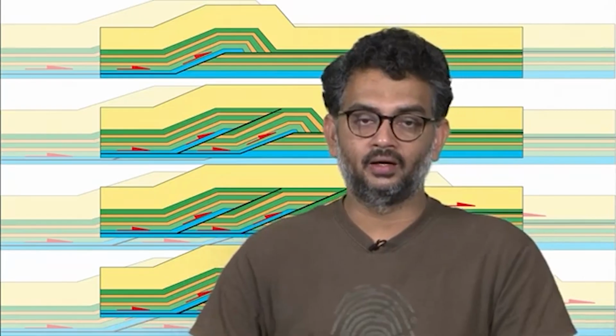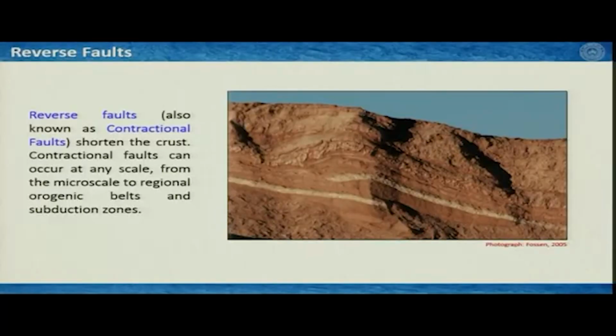So we learnt about reverse faults in the last lecture, and we know that reverse faults, also known as contractional faults, shorten the crust, and reverse faults are generally those which have dominant dip slip components with a relative upward movement of the hanging wall, and reverse faults which have a relatively low dip angle, less than 30 degrees, are known as thrust faults.